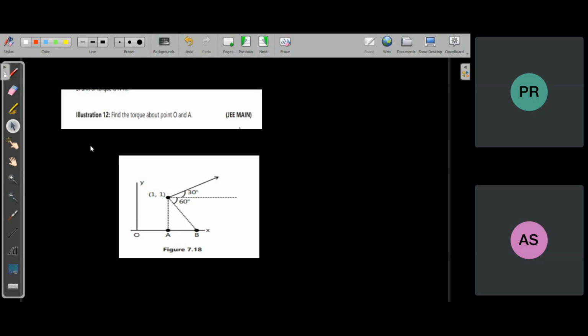Try this question now. In this question, it is not shown. They should write here that this represents the F vector, force vector. And this force vector is acting about this point here. Coordinates of that point are given. And you have to find torque about the origin. Do it. This question already came in the JEE Mains exam.